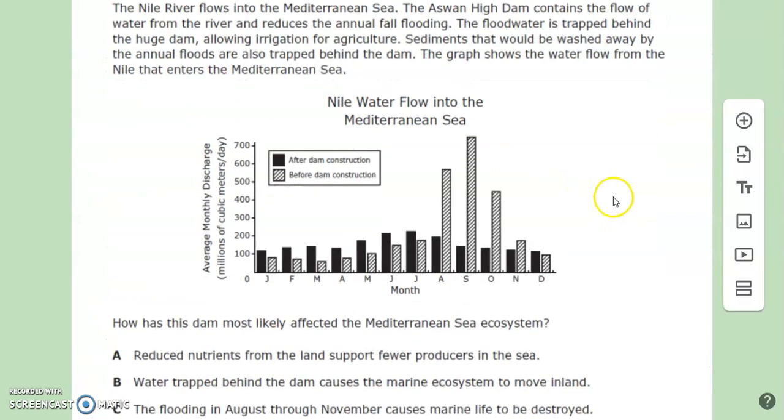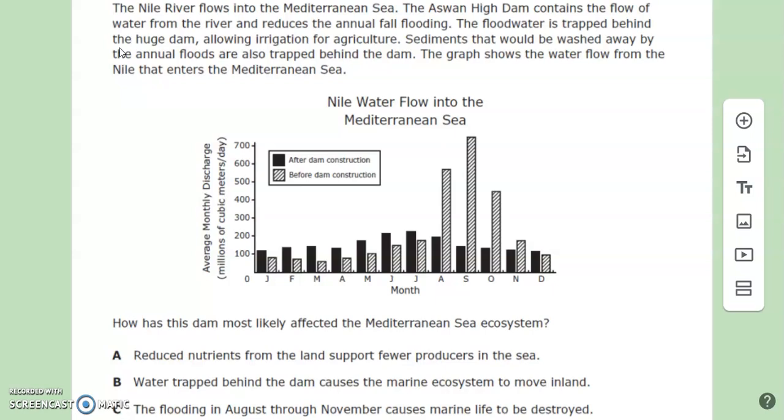Okay, so this question explains how the Nile River, which is a big river that flows through Egypt, flows into the Mediterranean Sea. Now, normally what happens is when it rains a lot, it will flood during the flooding season, and all that flood water will run off the land and carry a lot of dirt and sediment and nutrients from the land and wash it all away into the Mediterranean Sea.